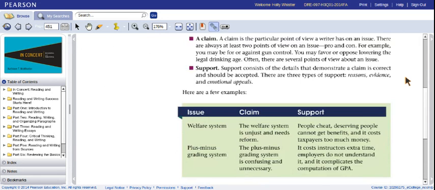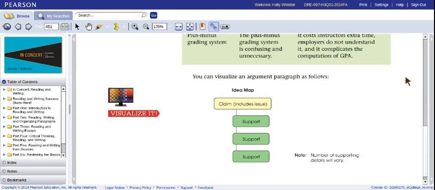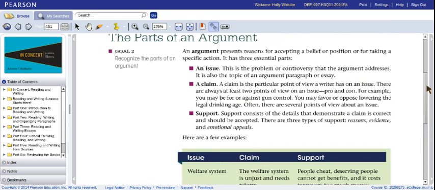So there are several parts to an argument. The first part is the issue. You've got to pick the issue or controversy that you want to address. A lot of times in a regular essay, this is called the topic. But you can't argue all topics.